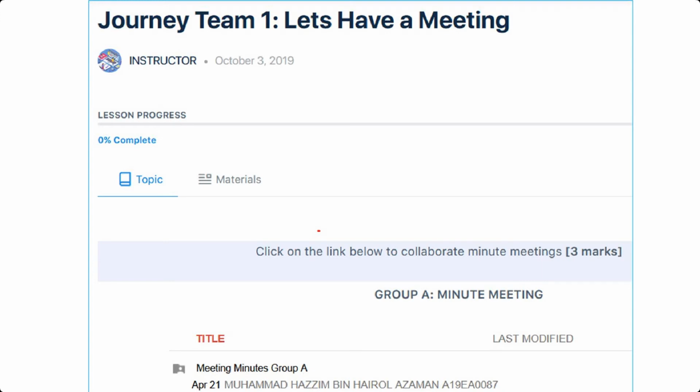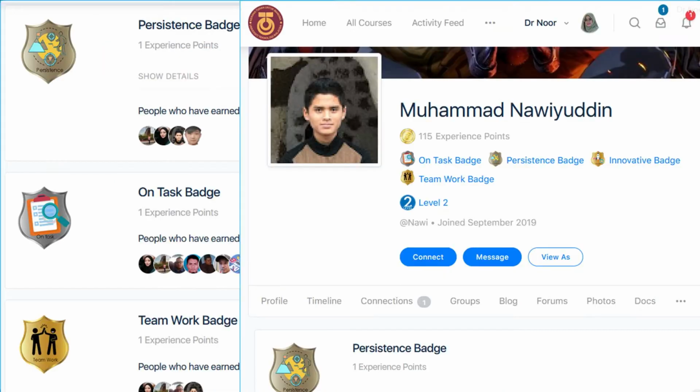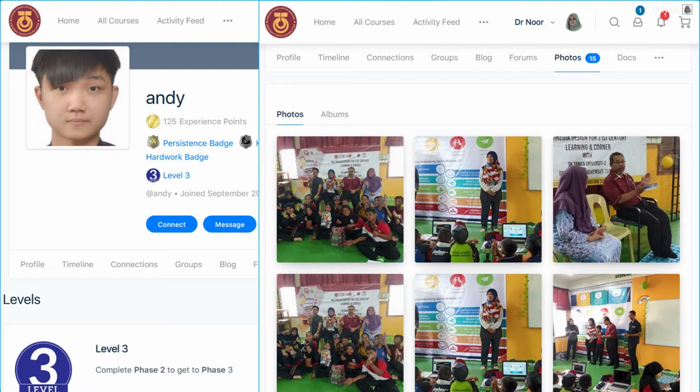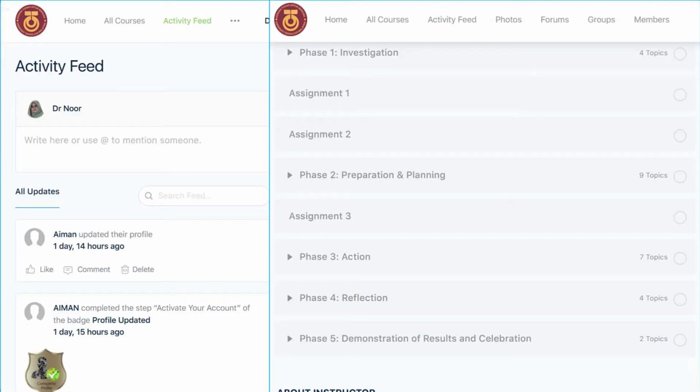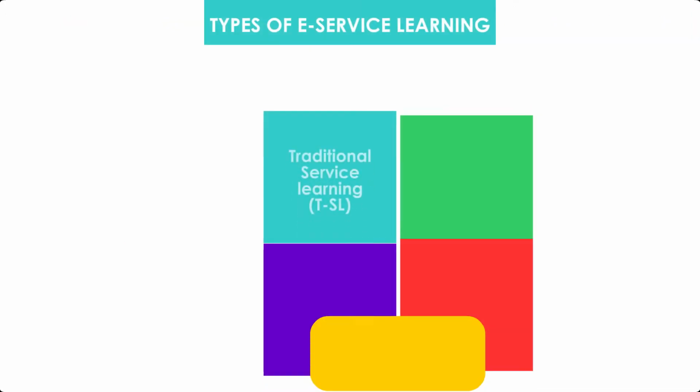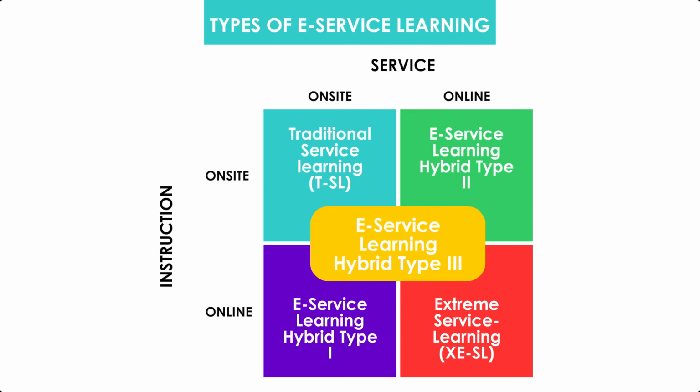Since the COVID-19 pandemic has forced education systems worldwide to find alternatives for face-to-face instruction, it has forced students to respond to rapid change in how to learn and interact online. There are 4 types of e-service learning that have been categorized.